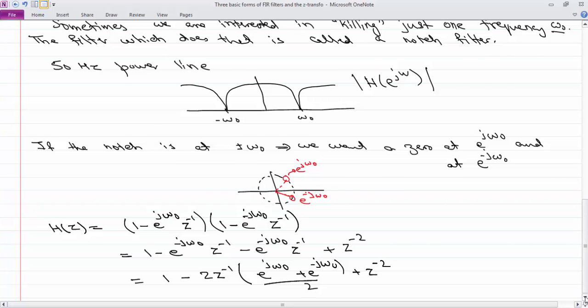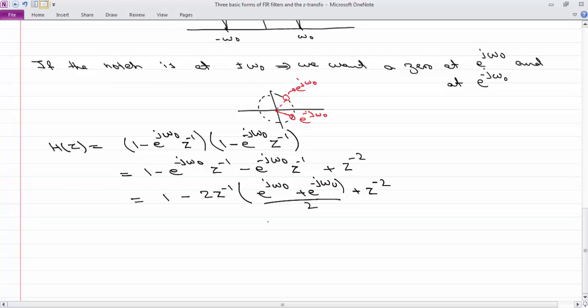Okay. I'm just trying to write it more nicely, so this is what I get. Now using Euler's identity, that is 1 minus 2 z inverse cosine of omega naught plus z to the minus 2. So this is your transfer function, and from that we can compute the impulse response. We know the relationship between the impulse response and the transfer function: we can just read the values of the coefficients and they correspond to the impulse response values.